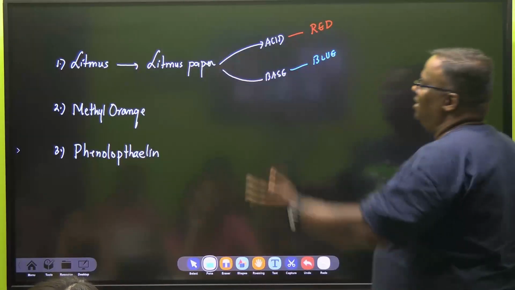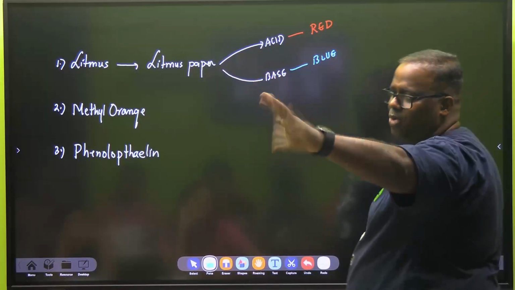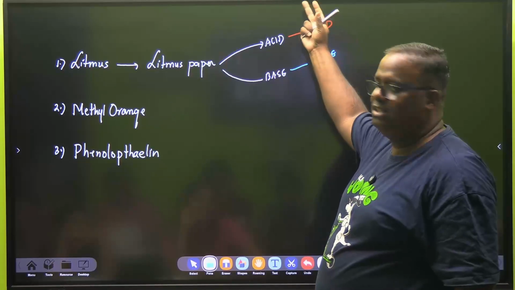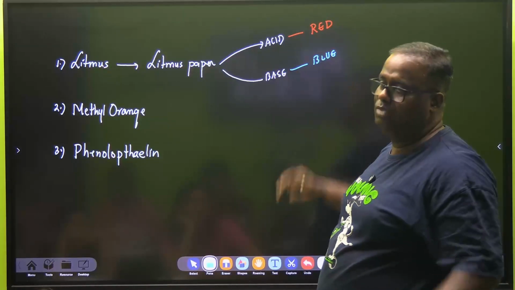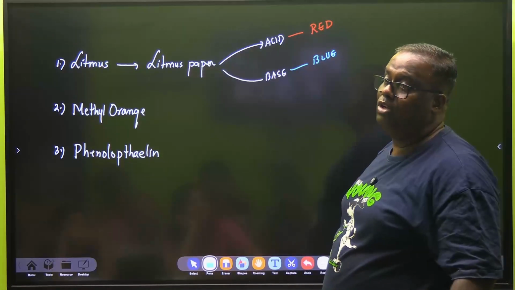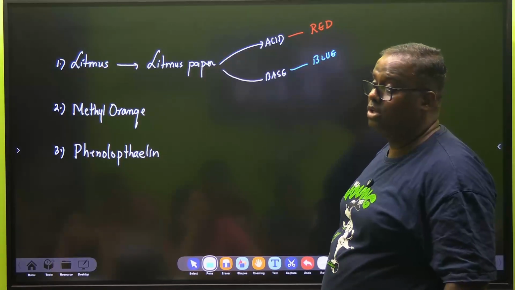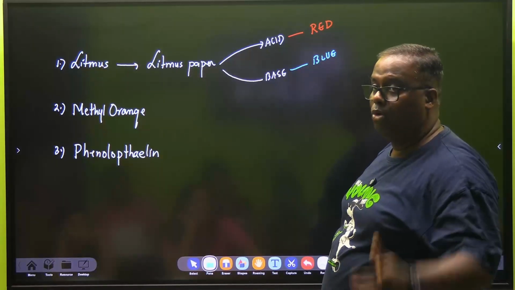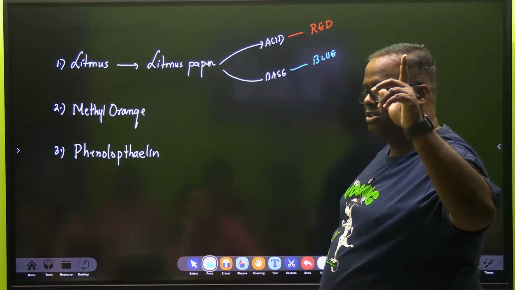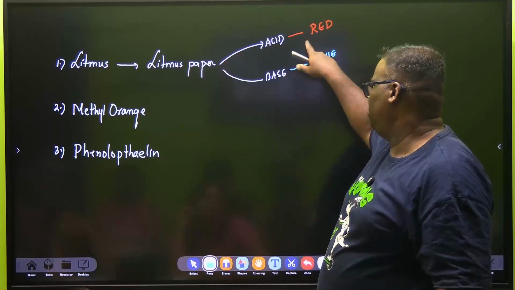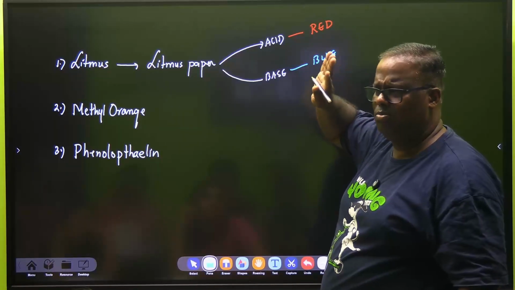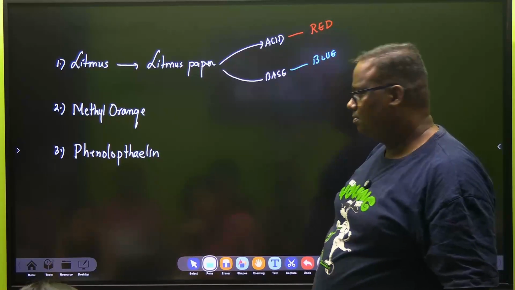Right. So litmus paper, litmus is no hanky-panky. Either it will turn red or it will turn blue. And if it doesn't show any action, that means whatever you are testing is neutral. It doesn't confirm water; for water we always use cobalt chloride paper. But it will show you that the substance is neither acidic nor basic. Is this understood? Yes, sir.